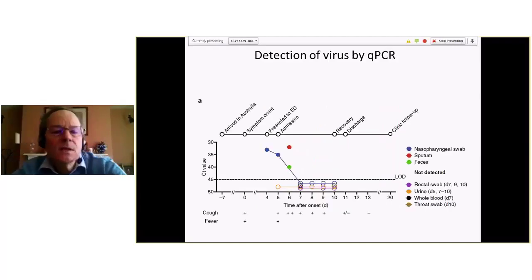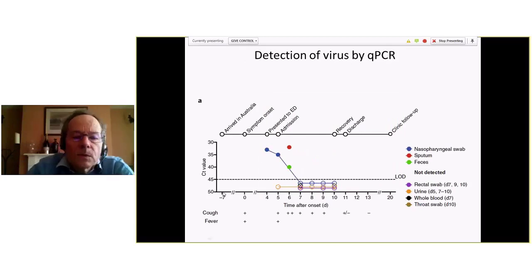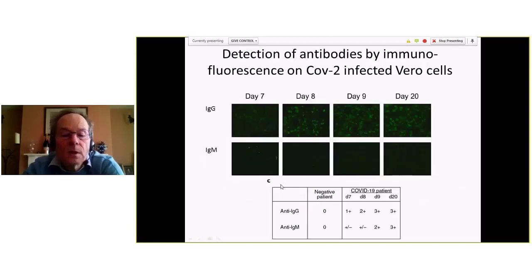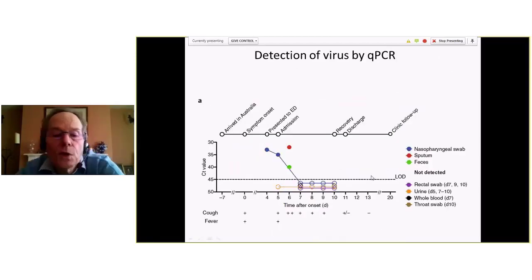Right, so going into the paper now, this is a time course of what happened with this individual. She arrived in Australia, day -7. She had onset of symptoms at day 0, presented to the hospital with an admission, and then went on to recovery, discharge, and then, sorry, I keep moving, it's a clinical follow-up.